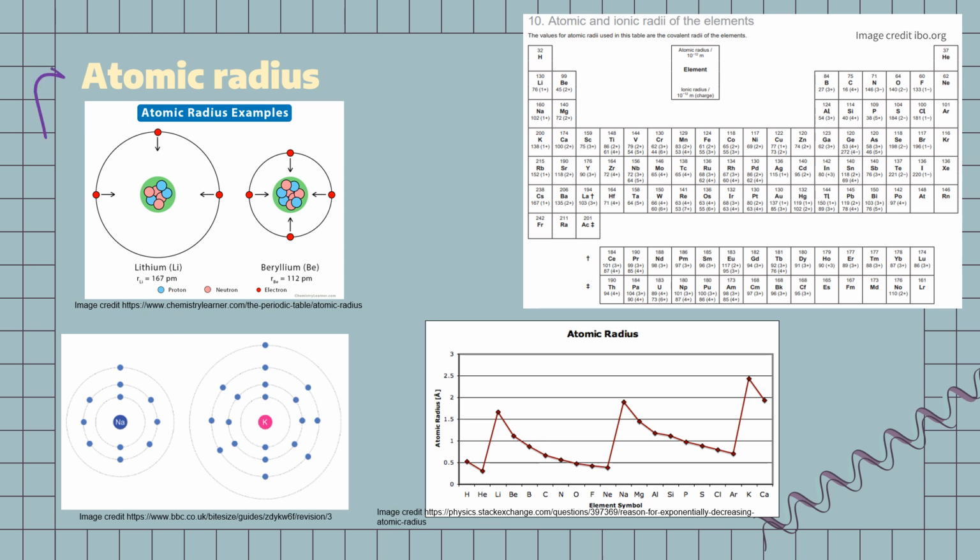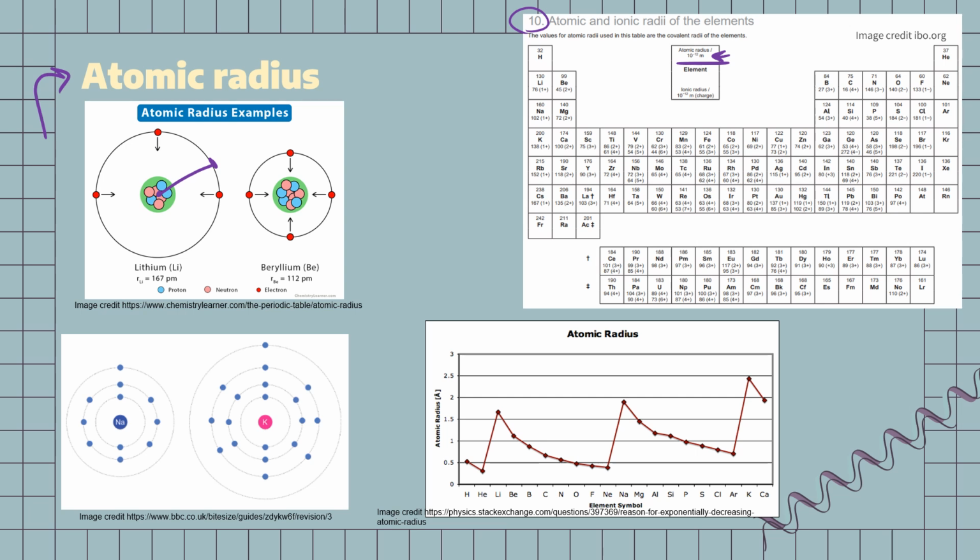And the first of our properties is atomic radius, literally the radius of atoms, the distance from the nucleus out to the valence energy level. Atomic radius is given to us in section 10 of the data booklet. The numbers on the top are atomic radius. They're given to us in 10 to the minus 12 meters. Those are the same as picometers.